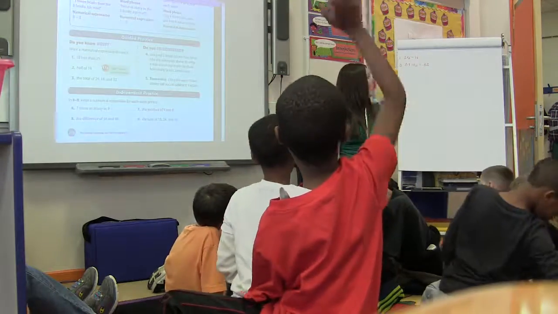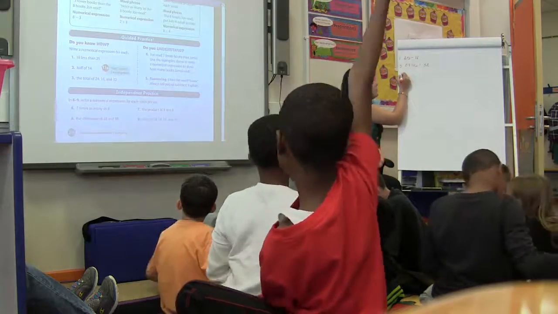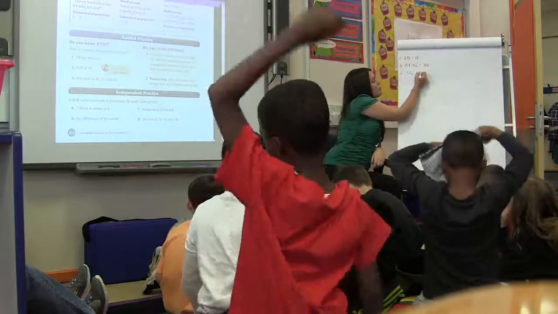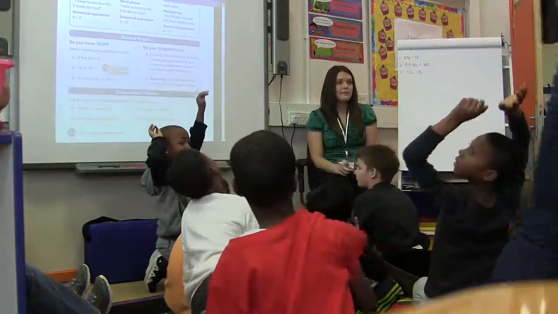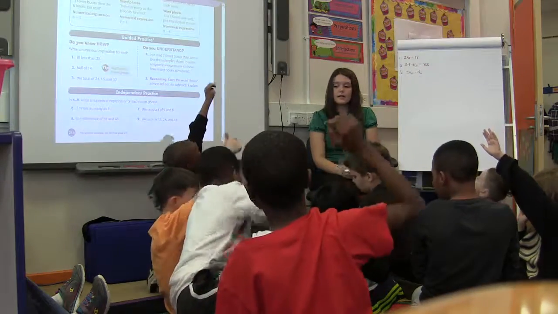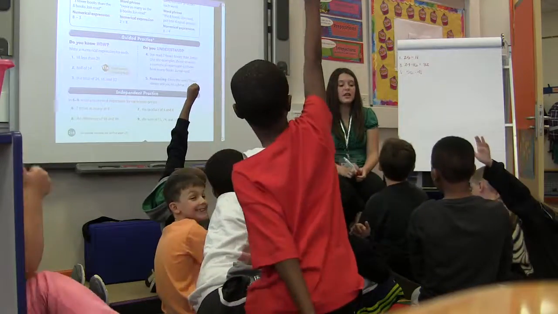So what's it going to look like? 56 minus 48, because 48 minus 56 is zero. Good. So who agrees? Just raise your hand if you agree.